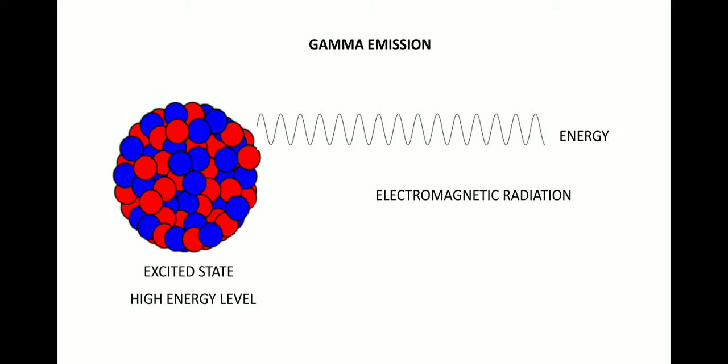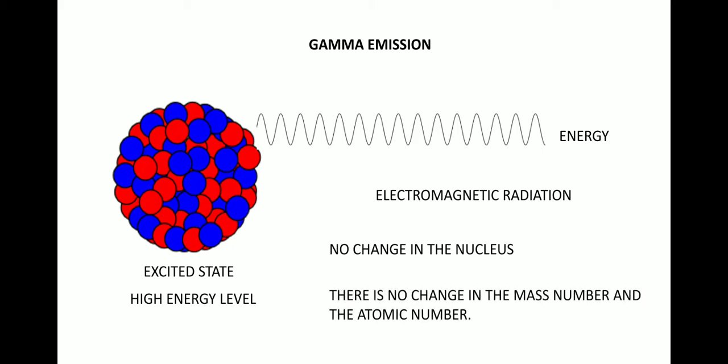In this gamma radiation, there will be no change in the nucleus. That means there is no change in the mass number and the atomic number. So if any element gives out gamma as electromagnetic radiation, then there will be no change in the atomic number and no change in the mass number. Both mass number and atomic number remain the same.